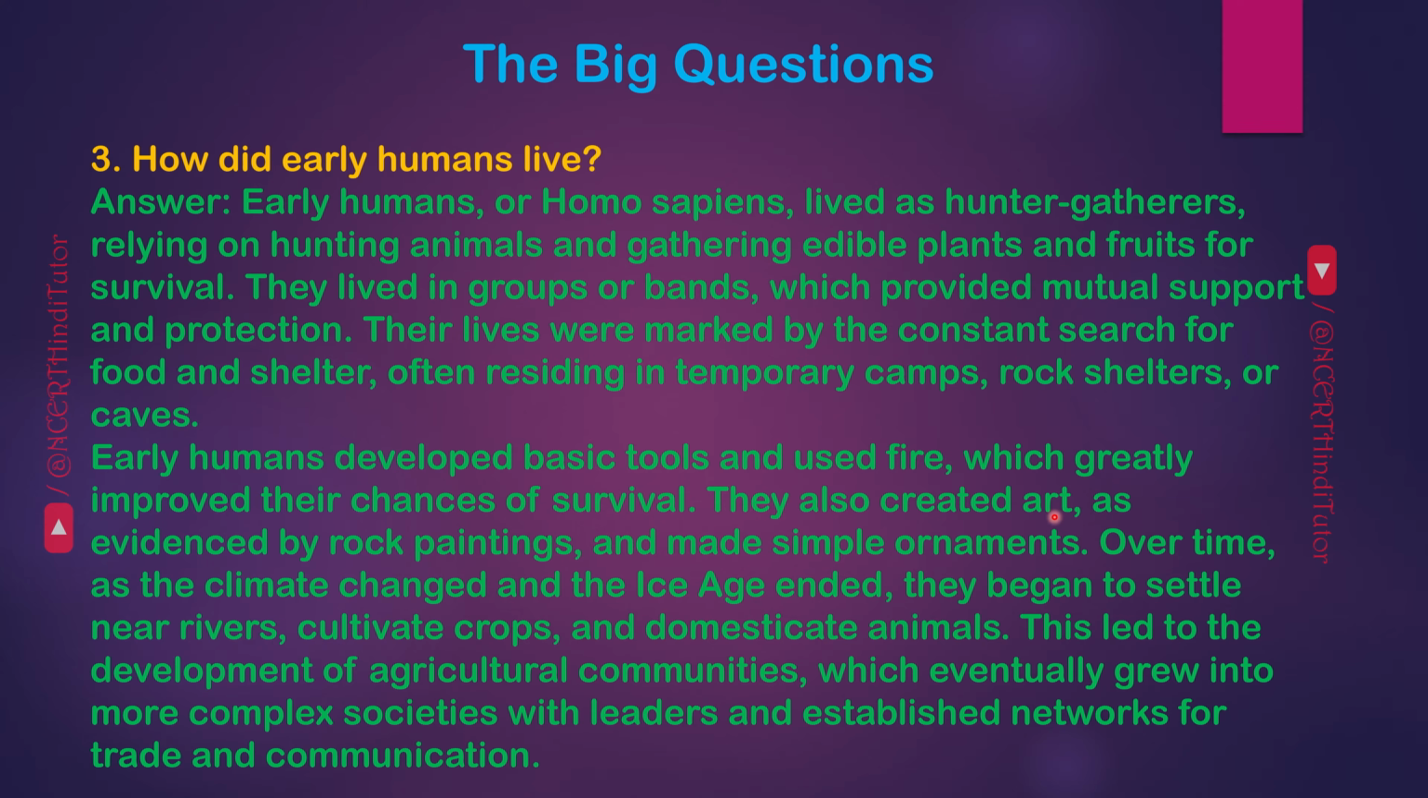They also created art, as evidenced by rock paintings, and made simple ornaments. Over time, as the climate changed and the ice age ended, they began to settle near rivers, cultivate crops, and domesticate animals. This led to the development of agricultural communities, which eventually grew into more complex societies with leaders and established networks for trade and communication.